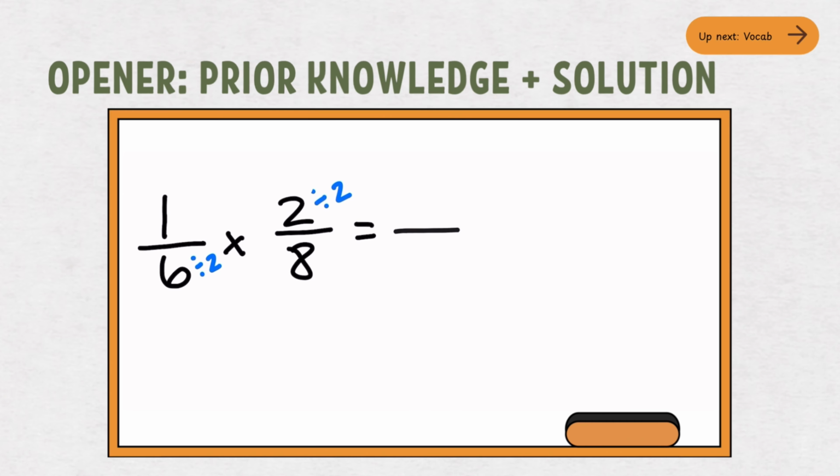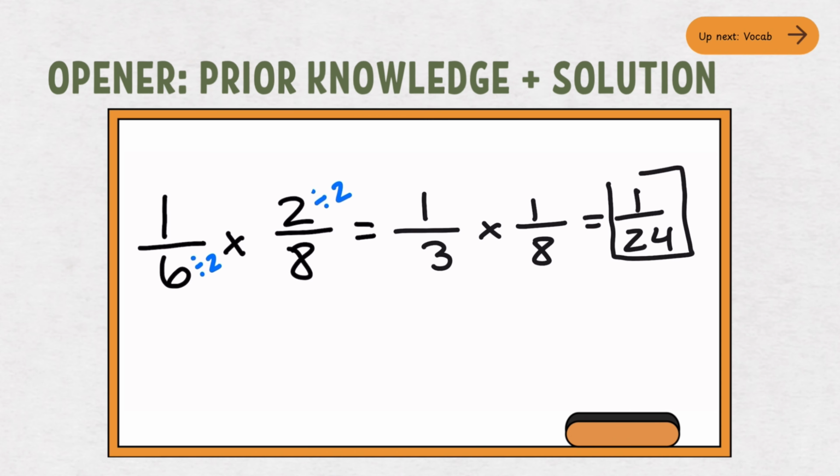So we have 1/3 times 1/8, because 6 divided by 2 is 3 and 2 divided by 2 is 1. Now I can multiply straight across and that's going to give me 1/24. And that is my final answer and it's already reduced.